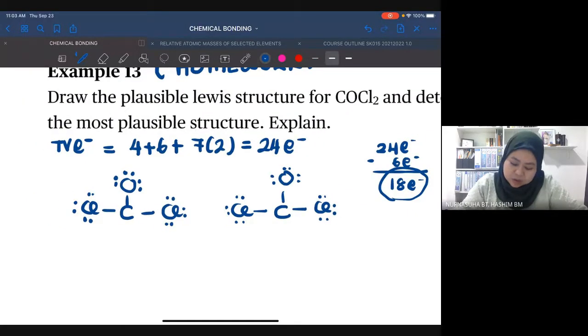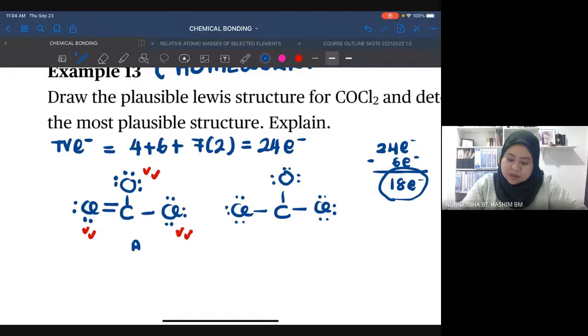Okay, so last step is for you guys to check whether each atom is octet or not. Let's have a look. This one octet, chlorine octet, oxygen octet, but carbon is not octet. So in order to make carbon octet, kita akan ambil satu lone pair from chlorine, tak kisah kiri ke kanan, okay, and we form double bond here. So this is your first structure.